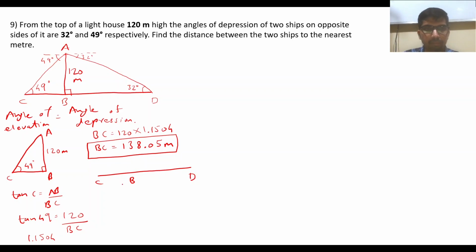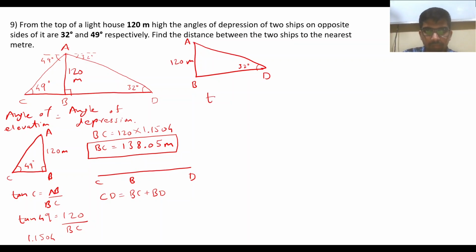तो BD find करेंगे. तो CD is made by how much? CD is made by BC plus BD. ठीक है. Find CD distance and take the bigger triangle. Bigger triangle is on the right hand side. So ABD का value we have to find. So take the bigger triangle. This is 32. This is 120 meters. So tan D is opposite side AB on adjacent side BD.